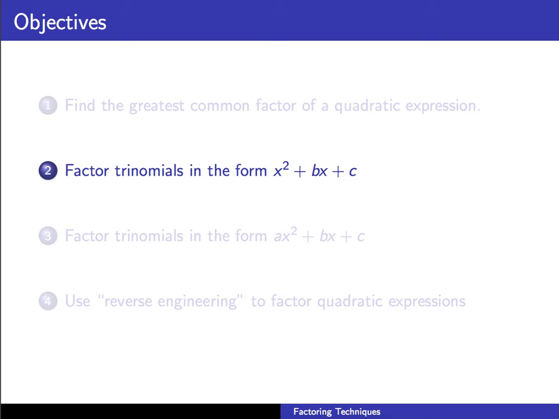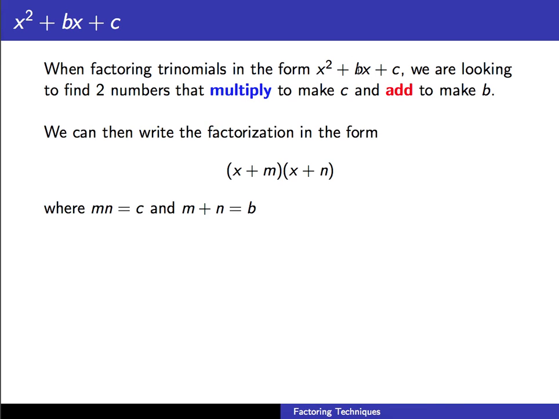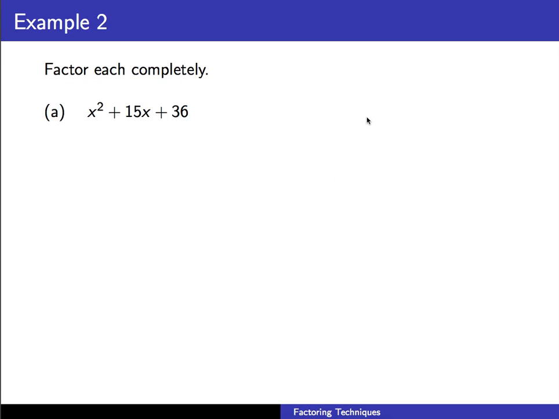All right, in this video we're going to take a look at factoring trinomials in the form x squared plus bx plus c. When factoring trinomials in this form, we're looking to find two numbers that multiply to make this last term and add to make this middle value of b. We can then write them in the form x plus one of the numbers times x plus another one of the numbers, where the product of the two numbers is the value of c, our original expression's constant without an x, and the sum of those two numbers is b, the number that's in front of x, the coefficient of x.